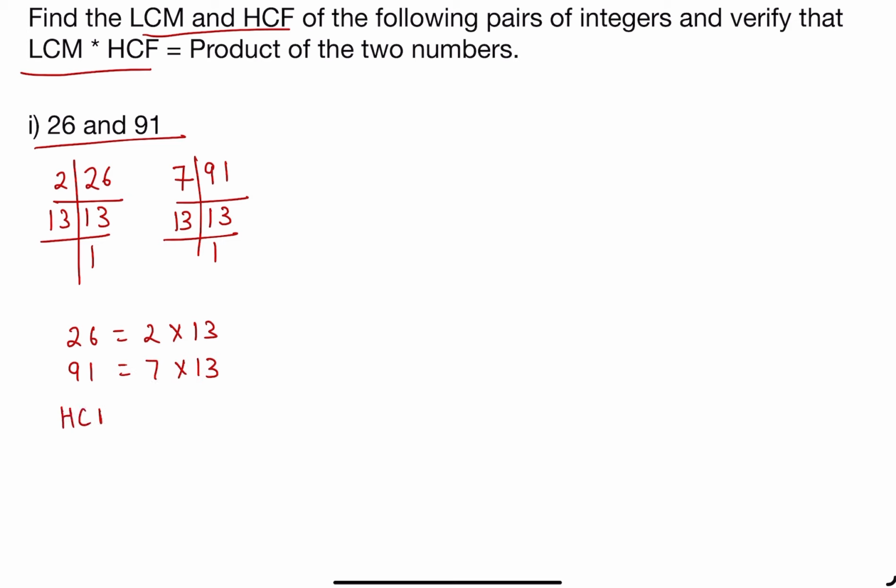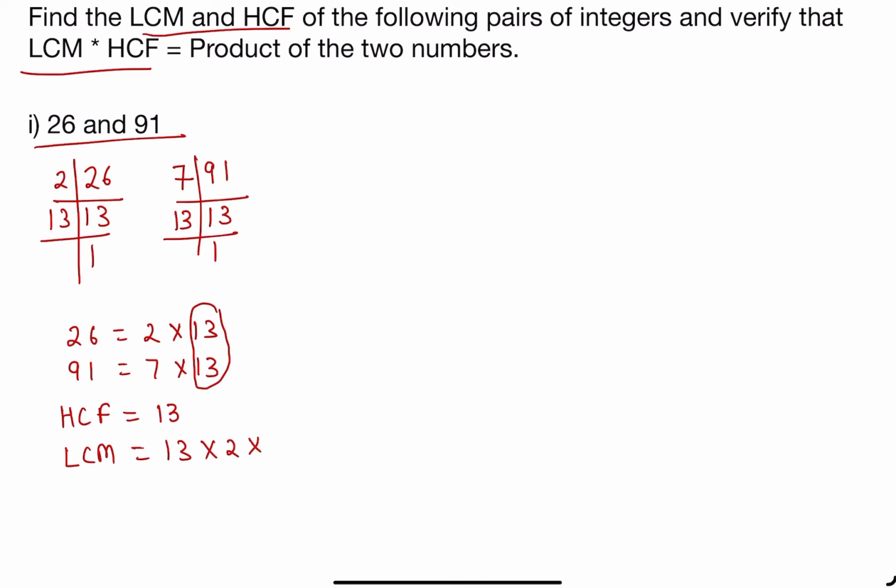HCF. HCF means highest common factor. So what is common in both numbers? 13. And LCM, common number and rest all numbers. So 2 into 7. So when we multiply, we will get 182.